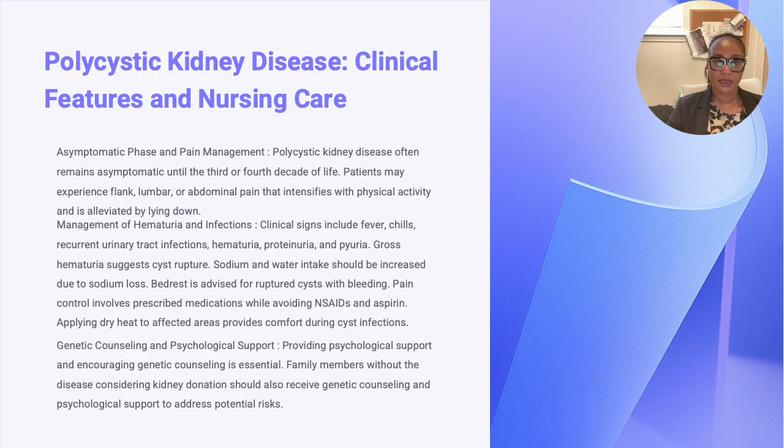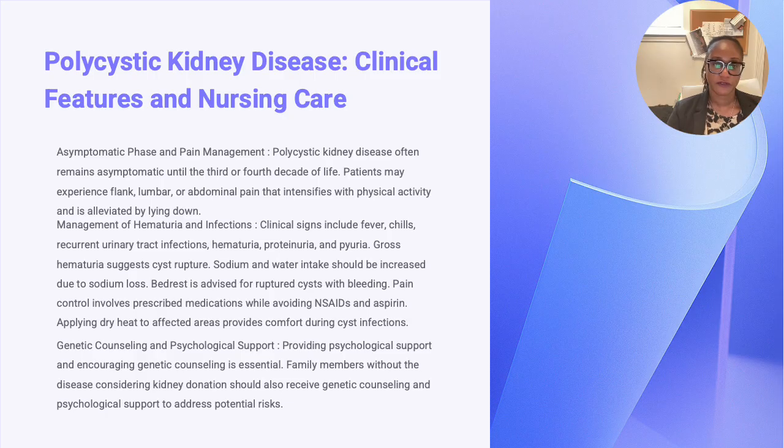So assessment of polycystic kidney disease: often asymptomatic until the age of 30 to 40 years. Flank or lumbar abdominal pain that worsens with activity and is relieved with lying down. Fever and chills, recurrent UTIs, hematuria, proteinuria, pyuria, calculi, hypertension, palpable abdominal mass, and enlarged kidney.